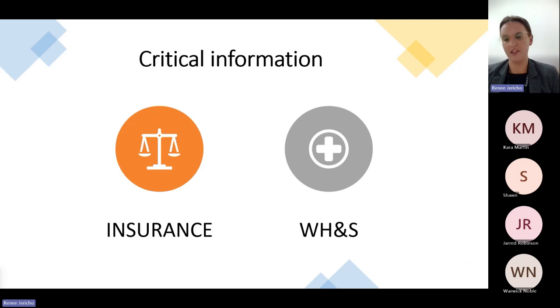We also need information about work health and safety. This includes having work health and safety policies and systems in place and demonstrating that you are able to identify, assess, and control hazards. The level of work health and safety information required really depends on the types of goods and services that are being purchased.